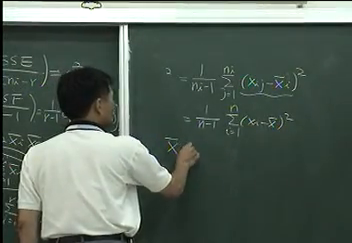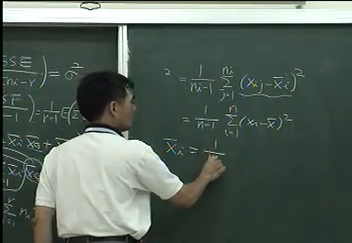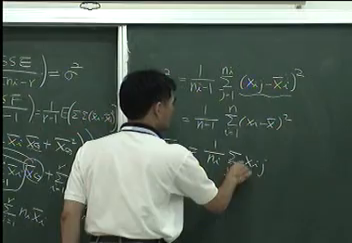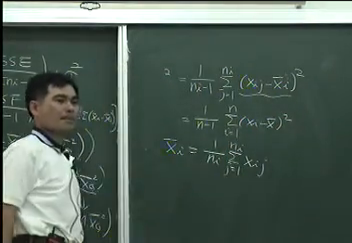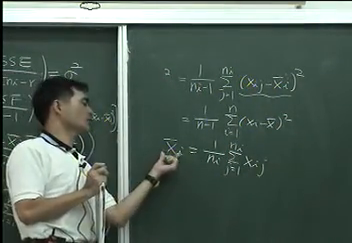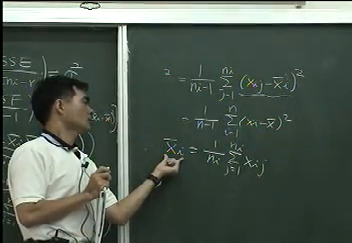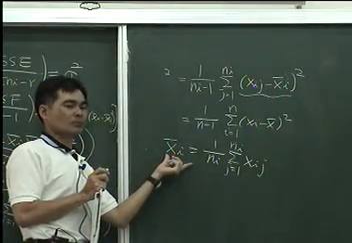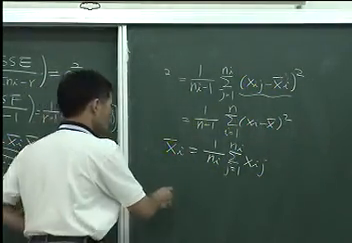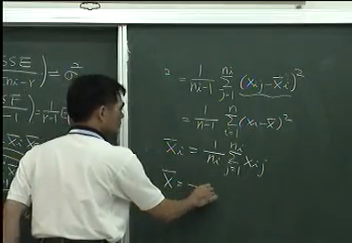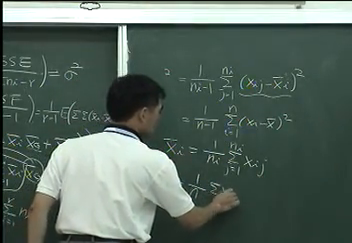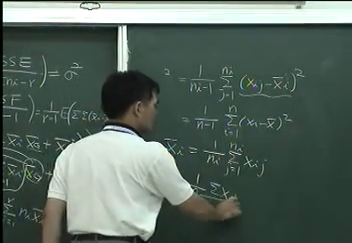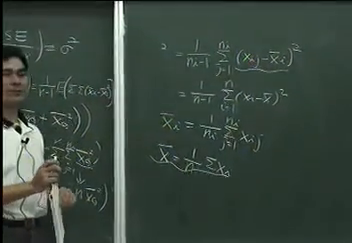X bar i is equal to 1 over n_i summation x_ij, j from 1 to n_i, right? Okay? We are looking at individual machines. Before we discuss this kind of problem with several variables, we only have x bar is equal to 1 over n summation x_i, right? So this is the original formula.